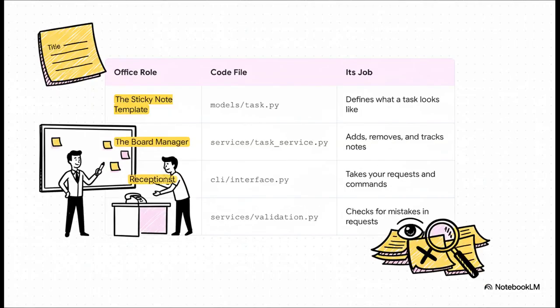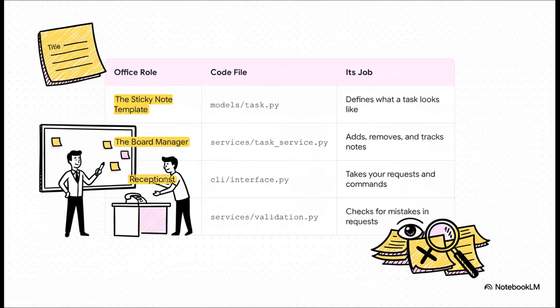All right, let's build out our little office team. First up, we've got model/task.py. Think of this as the sticky note template. Its only job is to say what a task looks like. Every single note has to have a title and a status. Simple. Next, taskservice.py. This is our board manager.